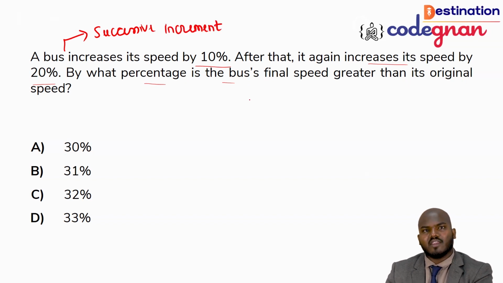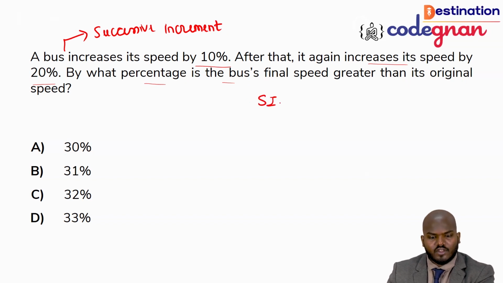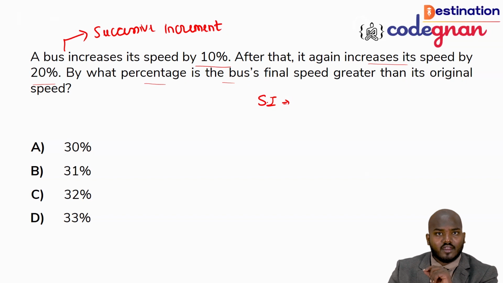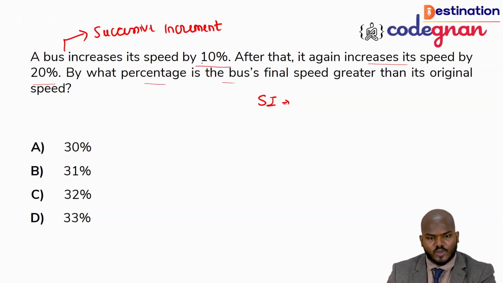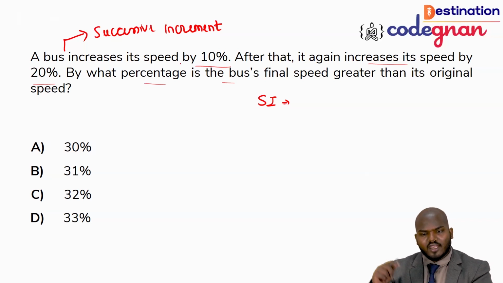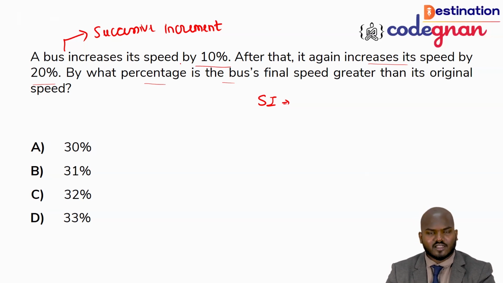So we have one formula. The formula is SI, that is successive increment. If you identify that, that is called successive increment. Successive increment means the increment is happening continuously. You see this one, the bus initially increases speed by 10 percentage. After that, again it increased the speed by 20 percentage. So this kind of question we can call successive increment. It is continuously increasing, right?